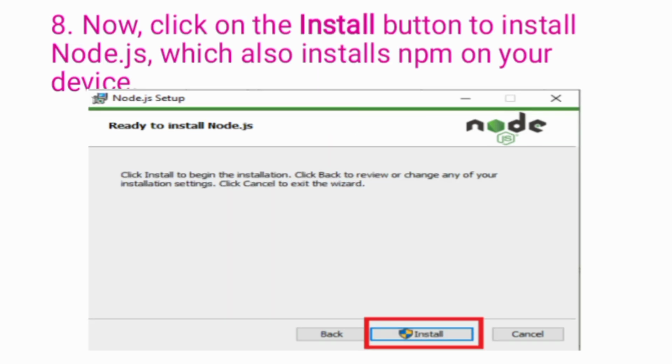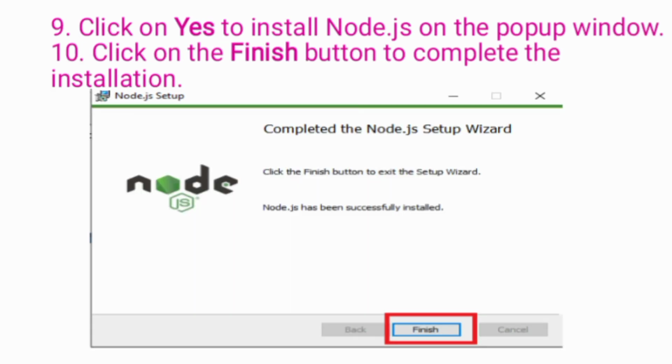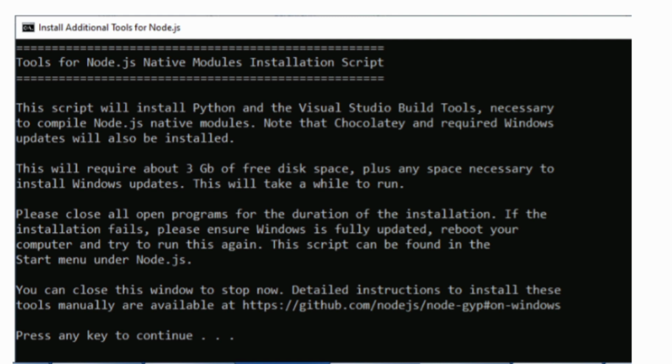Now click on the Install button to install Node.js, which also installs NPM on your device. Now click on Yes to install Node.js on the pop-up window. Then click on the Finish button to complete the installation. The additional tools are ready to install. As we marked above to install additional tools automatically, press any key to continue.